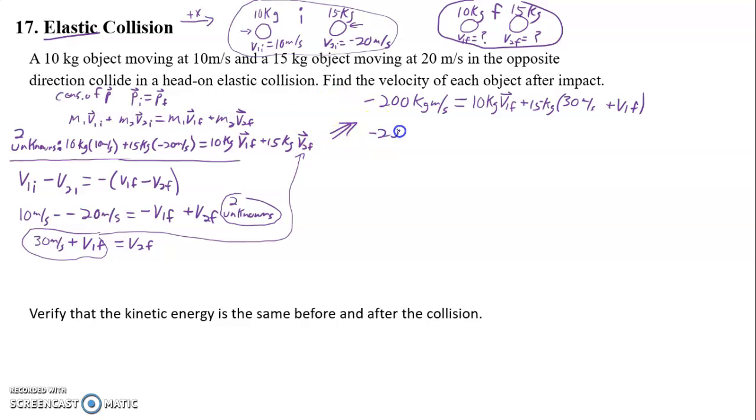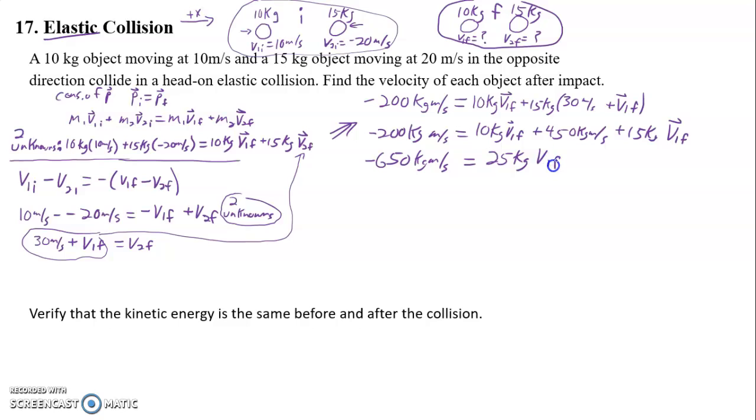So that stays negative 200 kilogram meters per second equals 10 V1F plus 450 kilogram meters per second plus 15 kilograms times V1F. Now I could subtract 450 kilogram meters per second from both sides and get negative 650 kilogram meters per second on the left. I can take my 10 times V1F plus my 15 times V1F, and I get 25 kilograms times V1F.